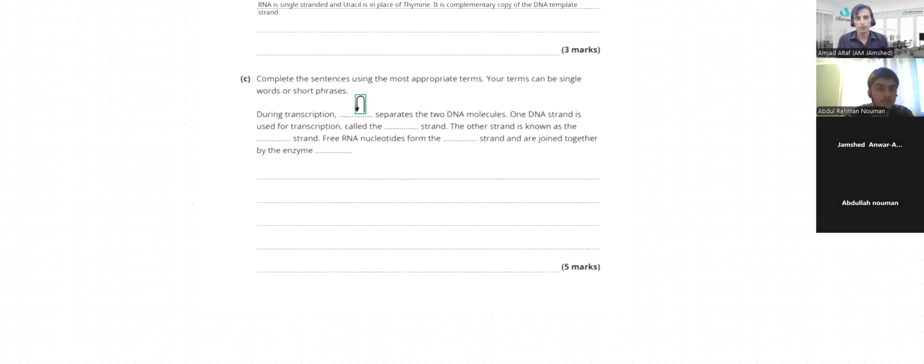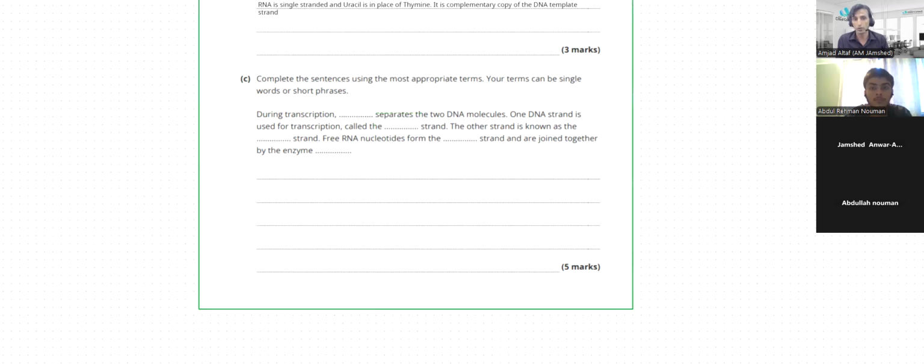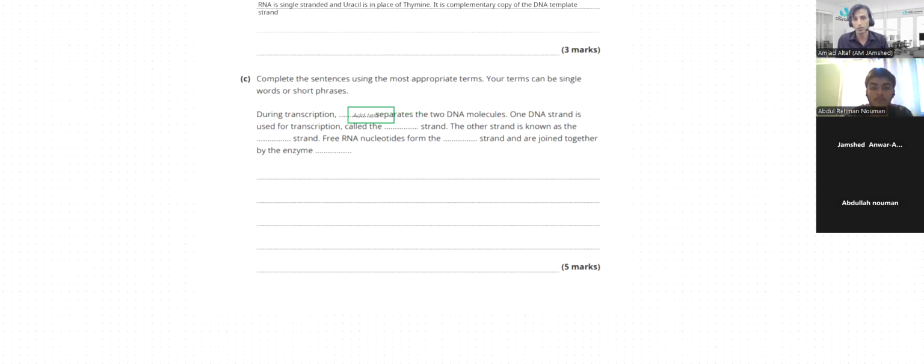During transcription, yes, 5 points, you need to add. During transcription, what about the polymerase? Which polymerase, RNA or DNA? It's transcription, remember. RNA polymerase separates the two DNA strands. Is this what we should say in this case? DNA helicase separates during transcription?